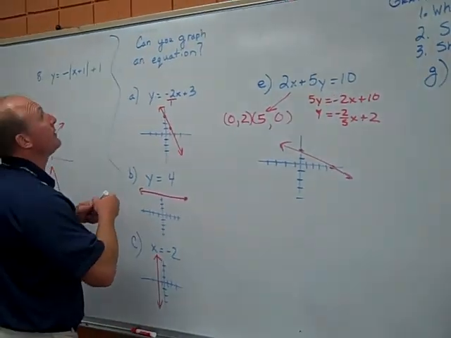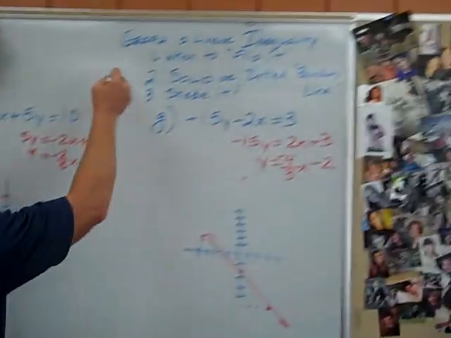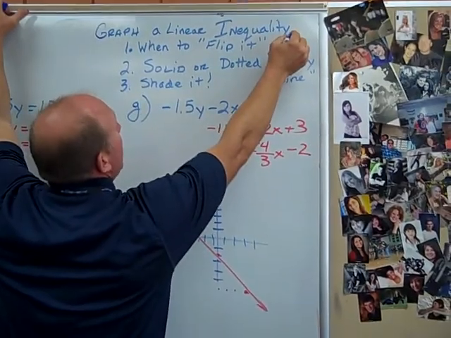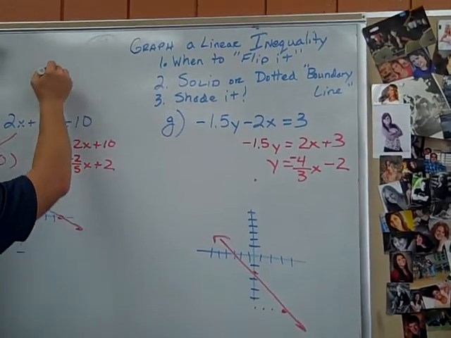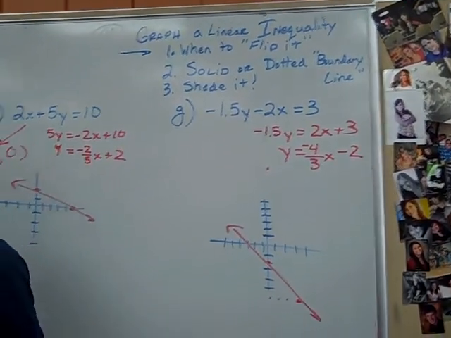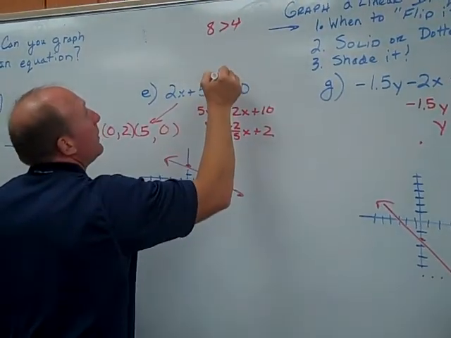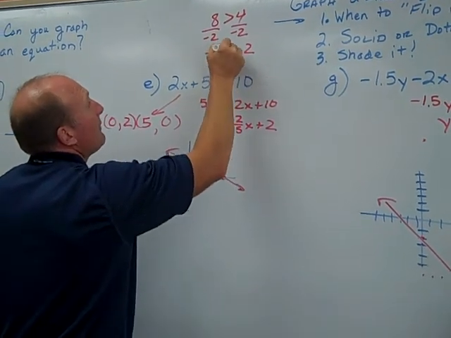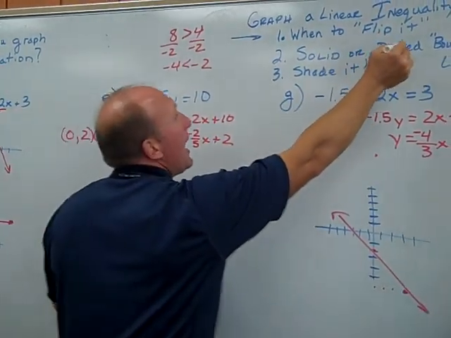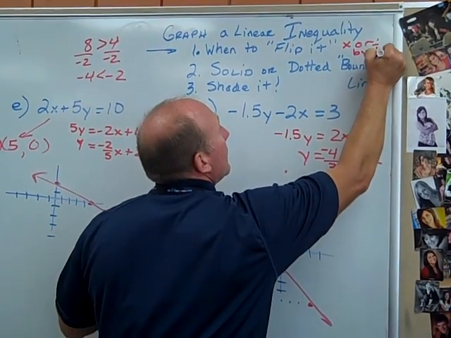Now what we're going to do is, can you graph an equation? I hope you can say yes. We're going to graph a linear inequality. Remember, when you hear inequality in line, we're solving. When do you flip your inequality? When do you flip it? Quick review. 8 is greater than 4. But if I divide by negative 2, I have to flip it. So anytime you multiply or divide by a negative, you got to flip it. Okay?